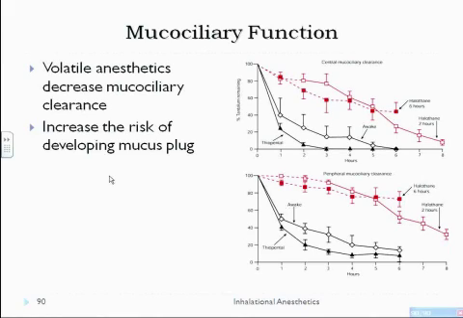And the last slide is on mucociliary response. As you give somebody anesthesia, two things happen. One is you're giving a drying agent such as oxygen, and also the volatile anesthetics actually affect the cilia, so you get a decrease in mucociliary response and decreased clearance, and an increased risk of developing mucus plugs for these patients.